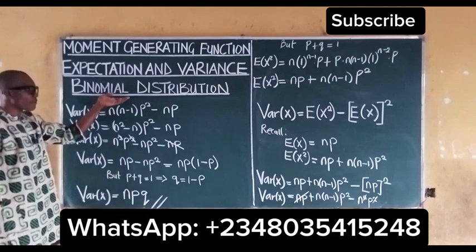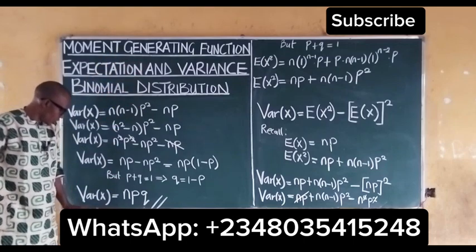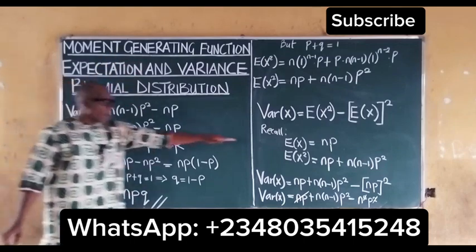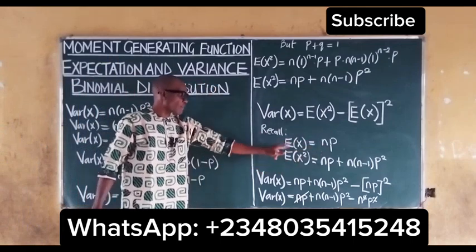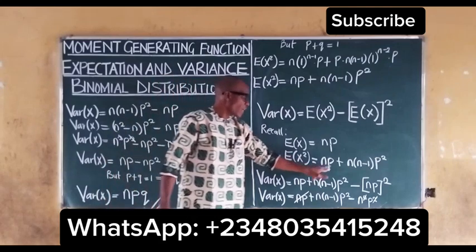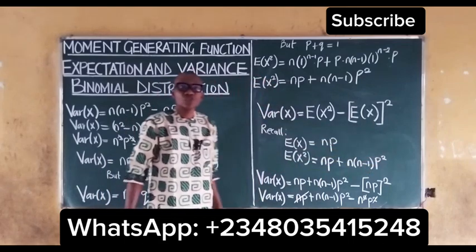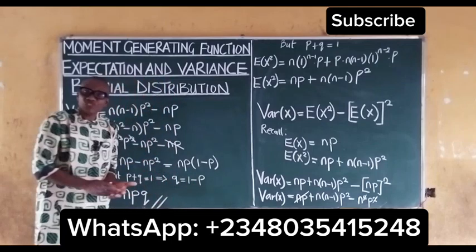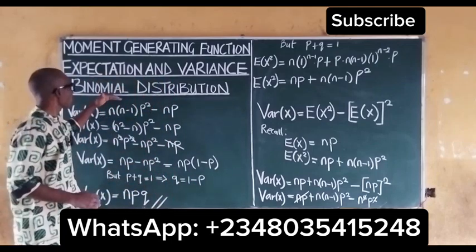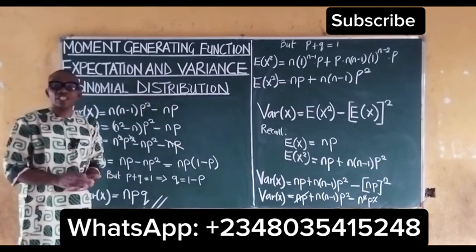That means our variance for the binomial distribution for the moment generating function is npq. Our expected value of x is np, and our expected value of x squared is np plus n into n minus 1 multiplied by p squared. So this is how we can obtain the expectation and the variance for the binomial distribution for a moment generating function.